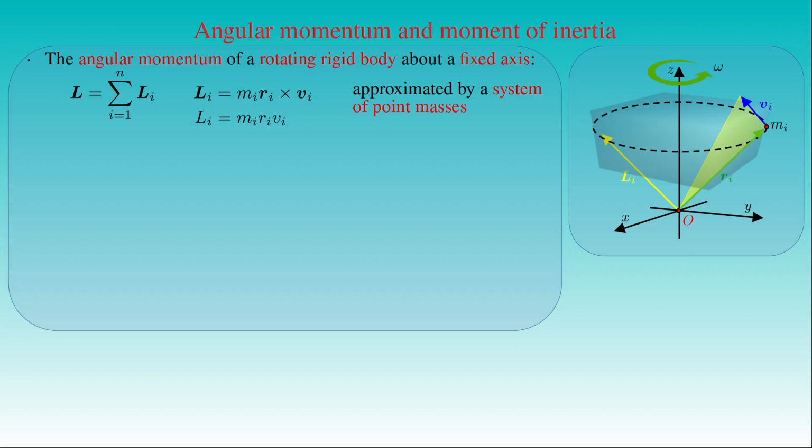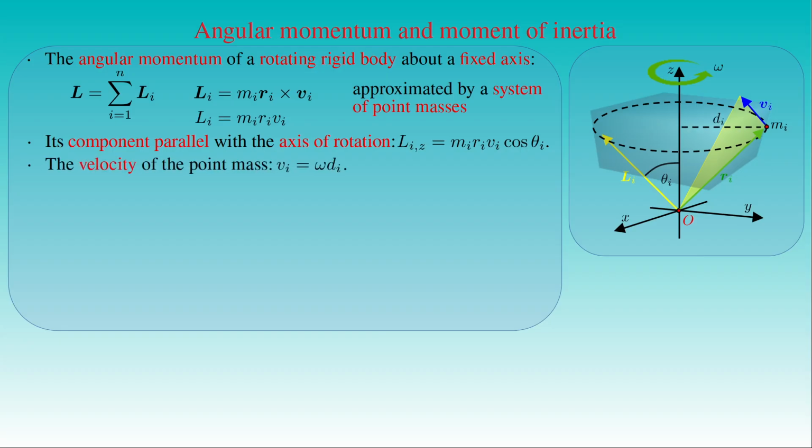If the polar angle theta i denotes the angle between the direction of the angular momentum Li and the z-axis, its component parallel with the axis of rotation can be written as the projection of Li onto the z-axis, that is as mi times Ri times vi, times cosine theta i. We can also write the velocity vi of the rotating point mass mi as the product of the angular velocity omega and the distance di between the point mass mi and the z-axis.